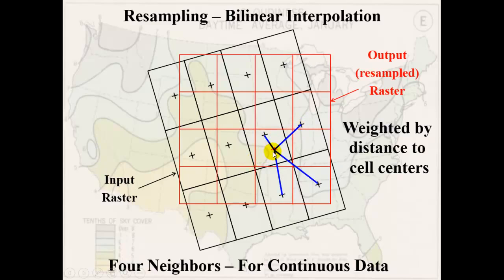We're going to use Tobler's law, which says basically nearer things are more related than things that are further away. So the cells in the input data set that are closer to the output cell are going to get more weight than the ones that are further away. This is going to work well for continuous data. Notice it's going to do interpolation, so it's going to create new values.